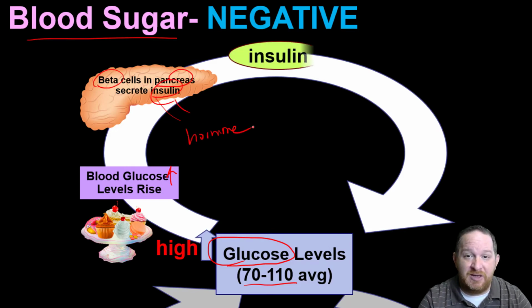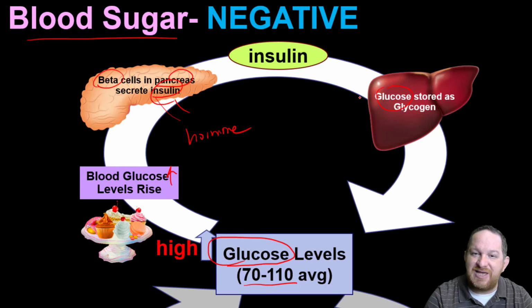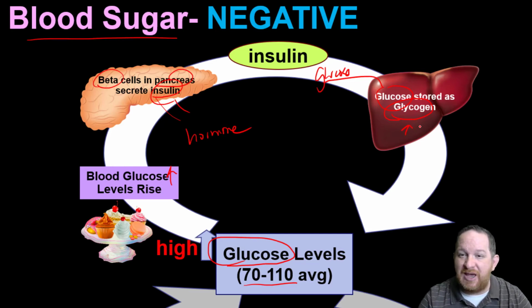This hormone insulin then tells different cells, especially these in the liver, to take some of that glucose out of the bloodstream, right? So to take this glucose out of the bloodstream, store it in the liver as this glycogen, which is a more dense polysaccharide.